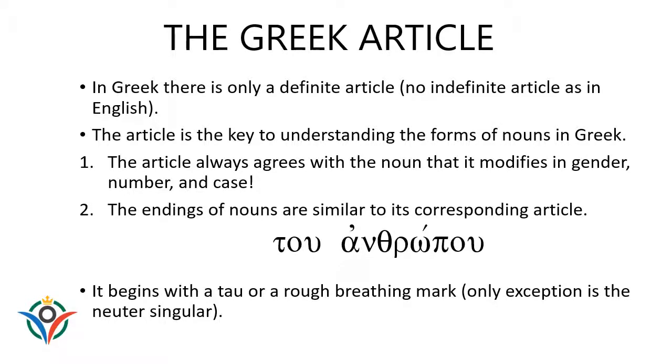In Greek, there is only a definite article. Remember, the definite article is "the," so there's no indefinite article as in English. The indefinite article again is "a" or "an." So we generally have to supply that in the English. The second point is the article is the key to understanding the forms of nouns in Greek.